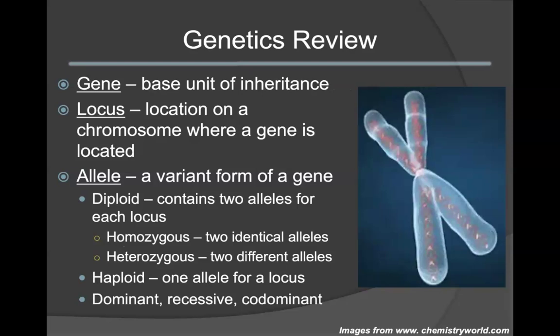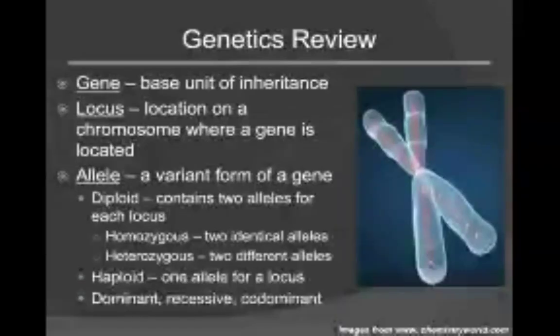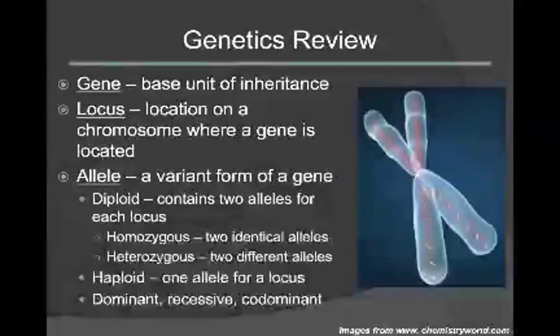It's considered the basic unit of inheritance of offspring. This contains the genetic information that will influence the phenotype of a trait. A locus is considered the location on a chromosome where a gene is actually located. Within genes, we have two different alleles. An allele is considered a variant form of a gene.